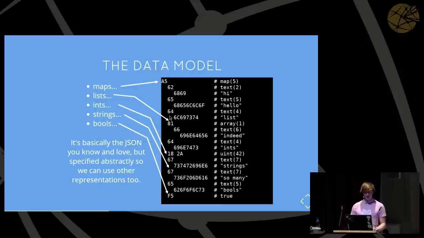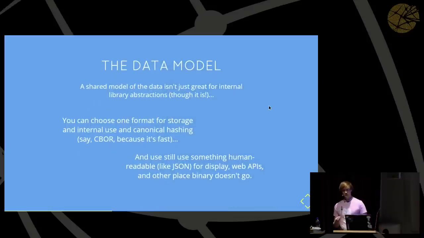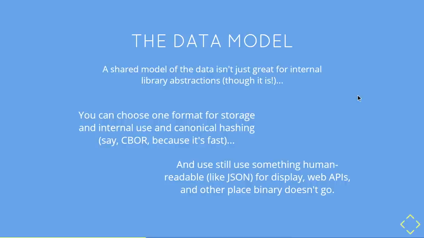Since we have these unified with a data model in IPLD, you can do cool stuff, like treat these identically. If you were building a really large protocol, you care about the performance a lot, you care about the compactness a lot, and all of these details, you could choose a format like CBOR for the internal use, for the storage, and for the canonical hashing that you're going to use for links, and it's going to be fast to make you happy. But you would have lost human readability.